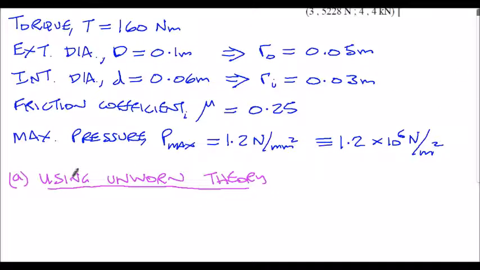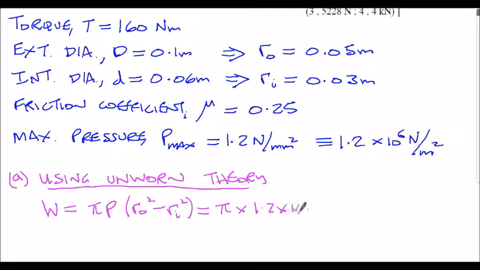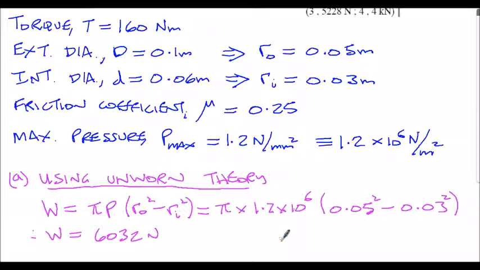So looking at the unworn theory, you should find this equation, W is equal to, so unworn clutch theory assumes constant pressure. So P was given to us here, the 1.2, assuming that's going to be constant then. And we've got our geometry given in the question. We can find the W. So that's multiplied by the 1.2 multiplied by 10 to the 6, because we've got to use the newtons per meter squared. And then that's multiplied by the outside radius squared minus the inside radius squared. Hopefully you get 6032-ish. That's newtons, of course.